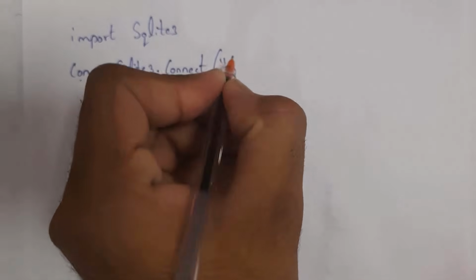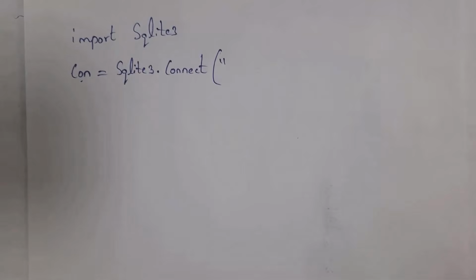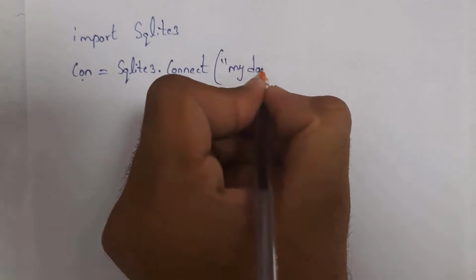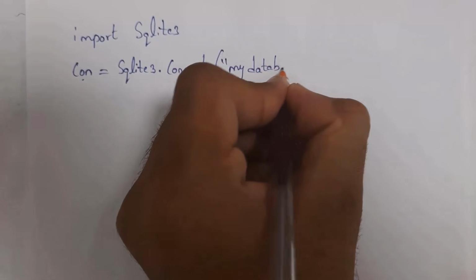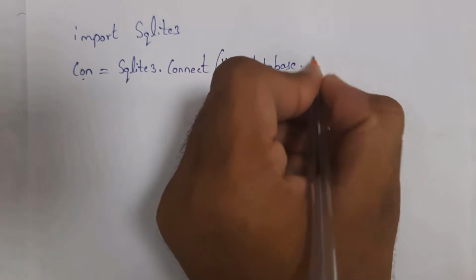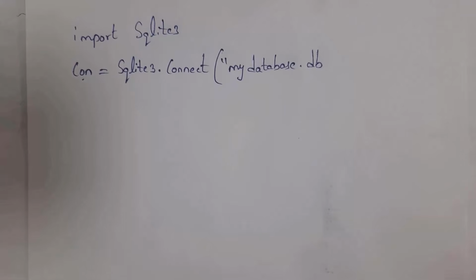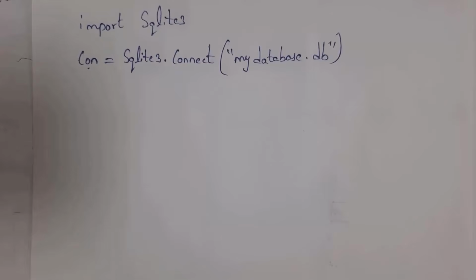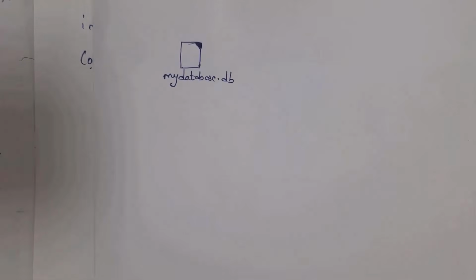I want to create a database. The database name is mydatabase. I am giving the database name as mydatabase. So in quotations write mydatabase.db. In order to create a database you need to use the .db extension. So double quotations close. Whenever I run this line of code it will create the database. The database name is mydatabase.db. So it created the database.